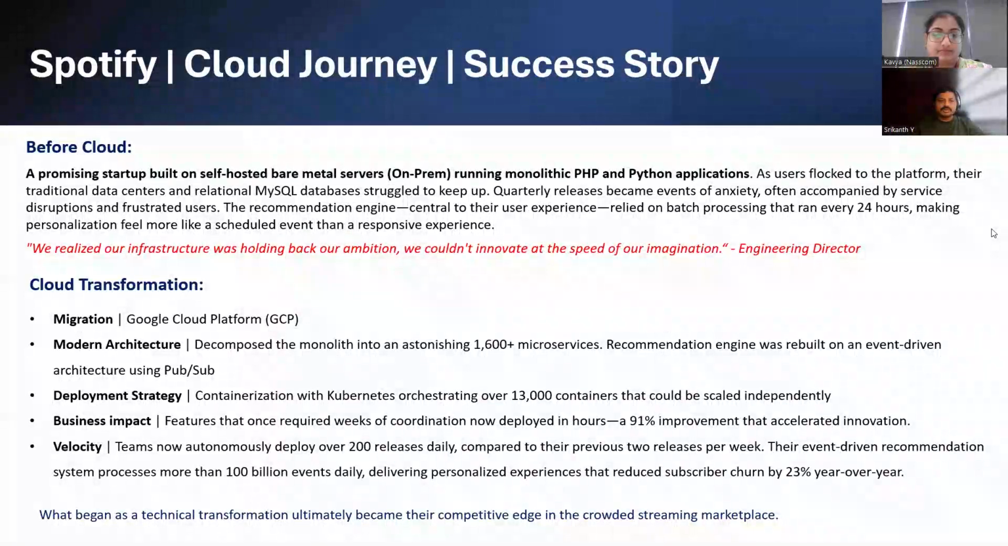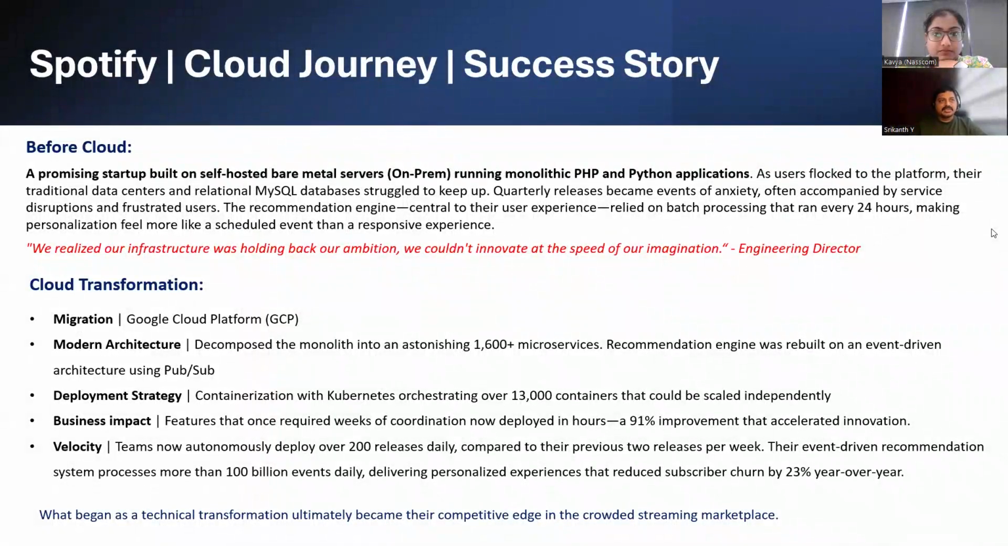This organization, Spotify, has decomposed their monolith, which we said is a PHP-based monolithic application, into around 1,600 microservices that run today. And their whole recommendation engine was rebuilt on an event-driven architecture using PubSub. For someone who has not been in the previous sessions, event-driven architecture is where things respond when an event happens. So an event could be a user listening to a song. There is an event generated.